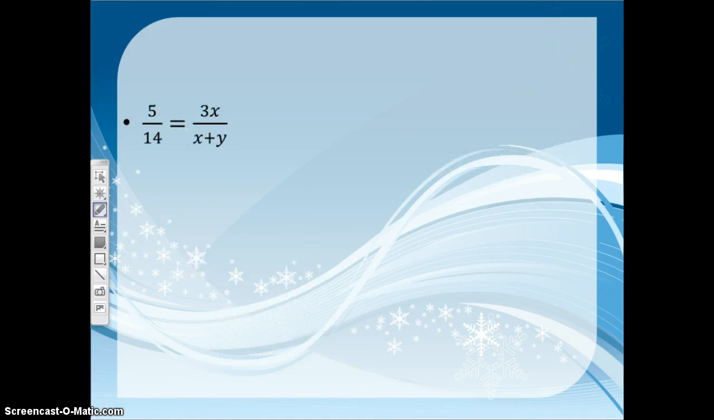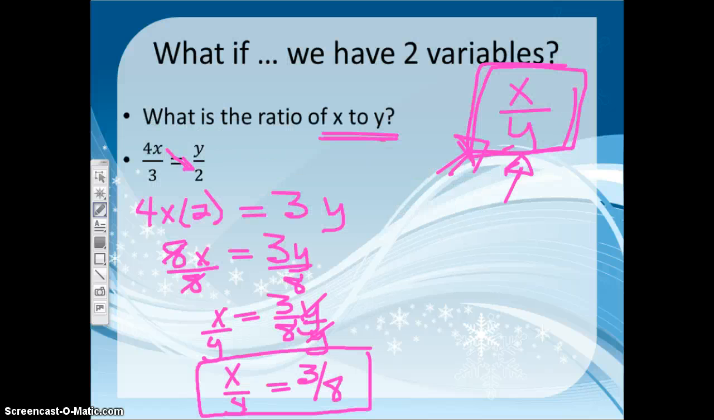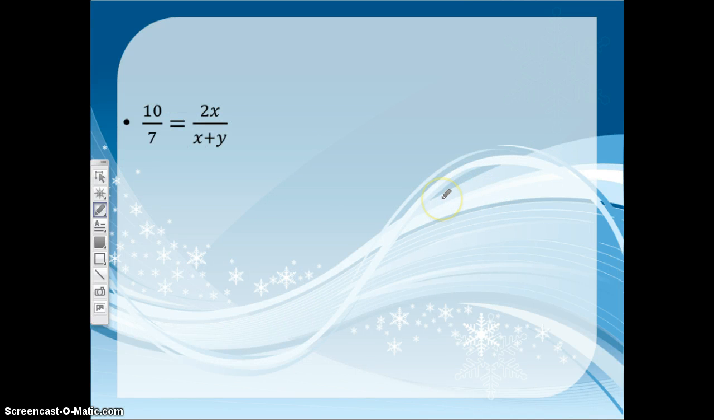Let me just check ahead. All right. Trying to see how much time we have left and what we can do in the time that we have left. All right.